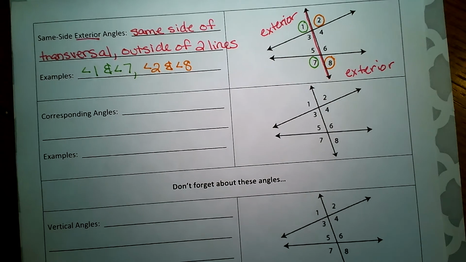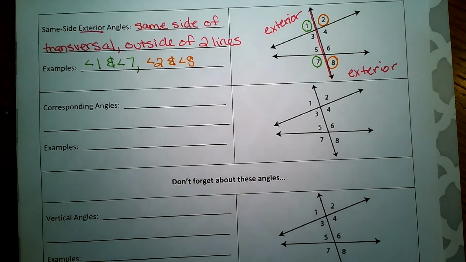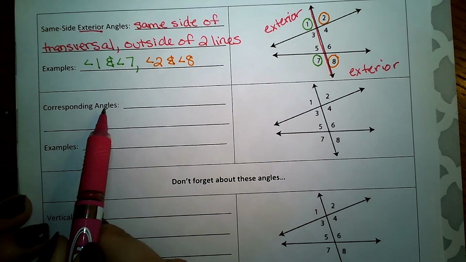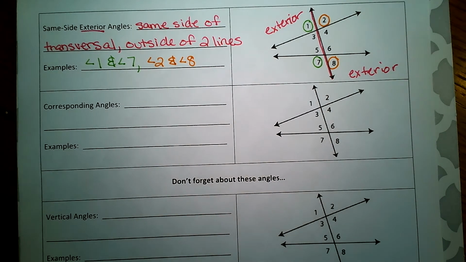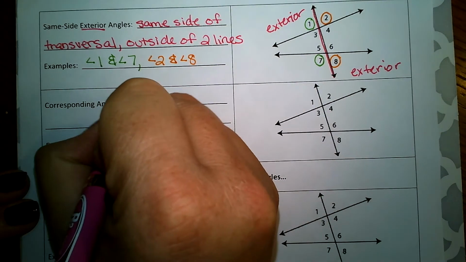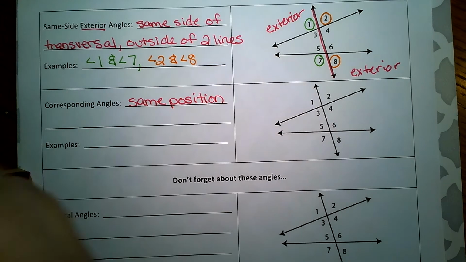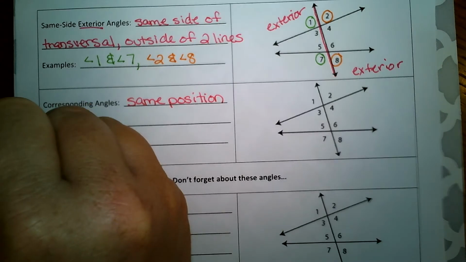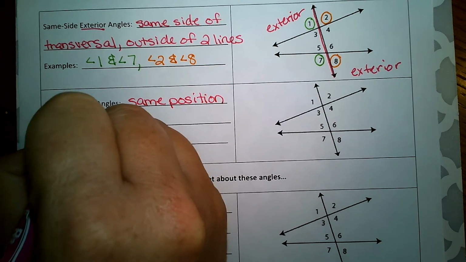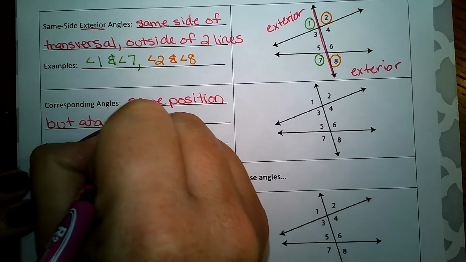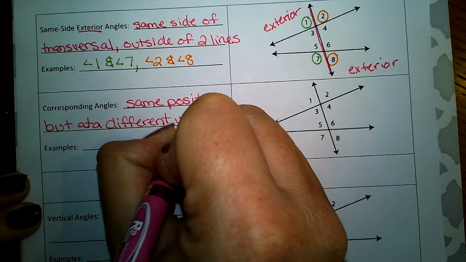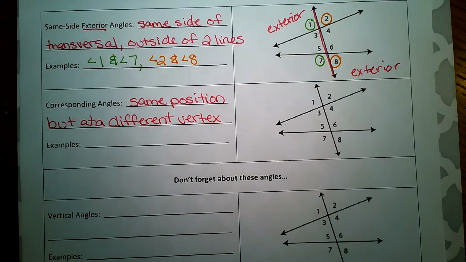We have one more new pair to talk about. If you take a look at this next title, corresponding angles, there is no mention of the angles being interior or exterior. Corresponding angles are a little different than all the rest. To correspond means to be in the same position, but at a different vertex. Okay, so let's check this out.